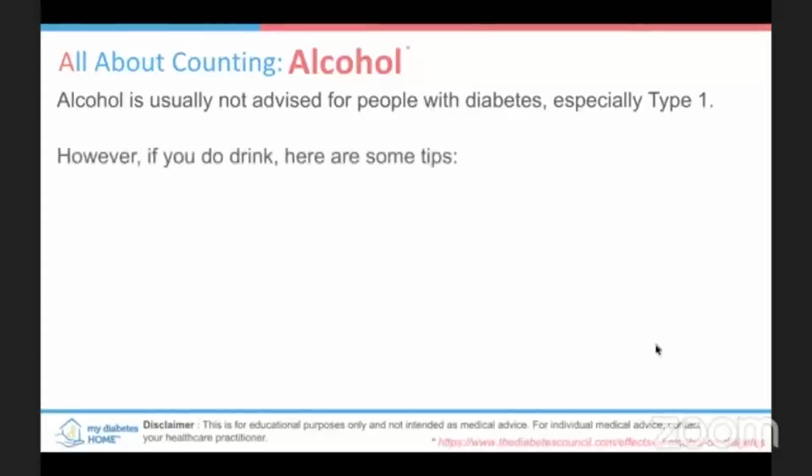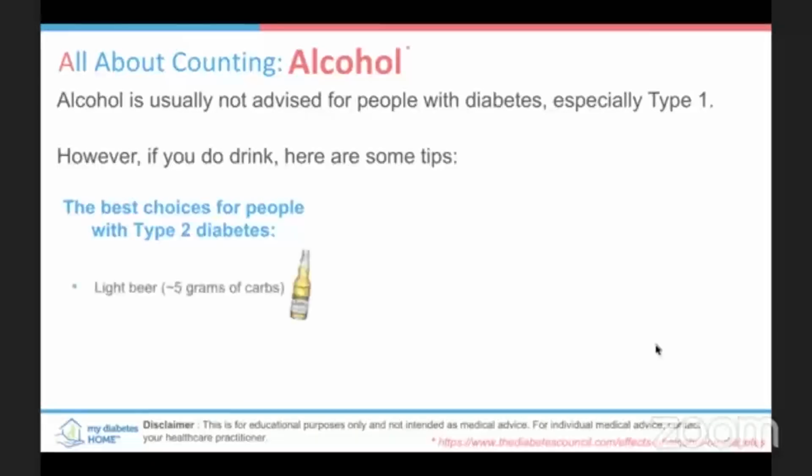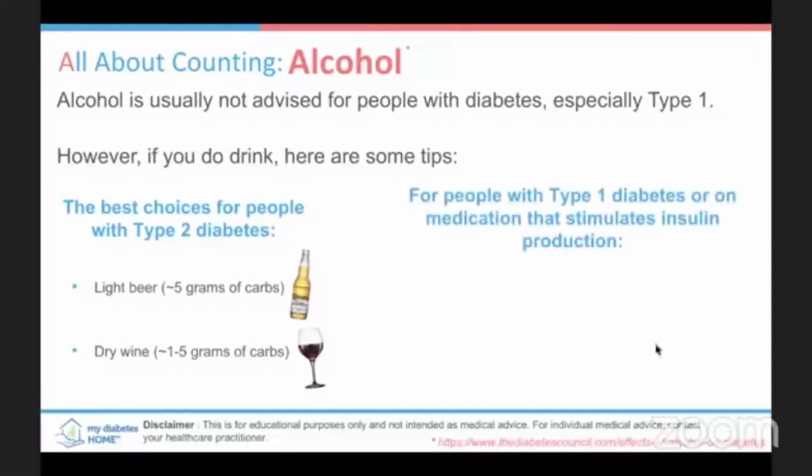Main thing I'm saying is that if you drink, you want to avoid hypoglycemia. The alcohol prevents your liver from producing glucose. If you go low after your drink, that's a problem because you may not be able to recover as fast. What kind of drinks? Type 2, low carbs. So light beer, about 5 grams of carb, whichever you choose. Dry wine, 1 to 5 grams of carbs. So that is what I might suggest.